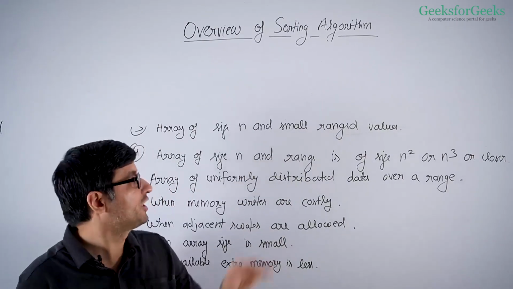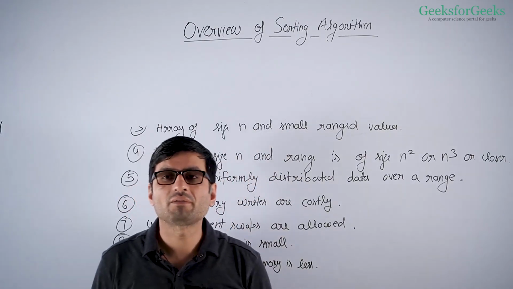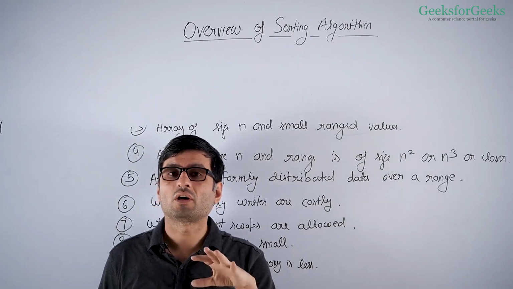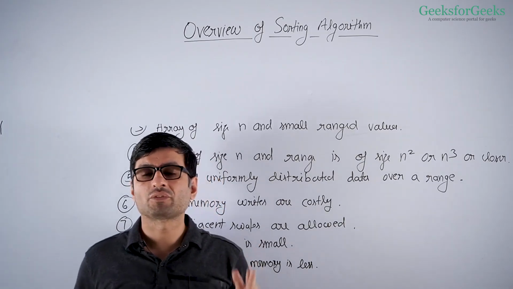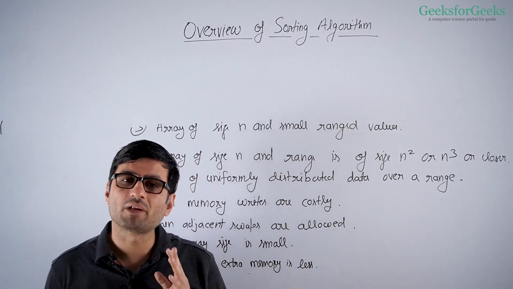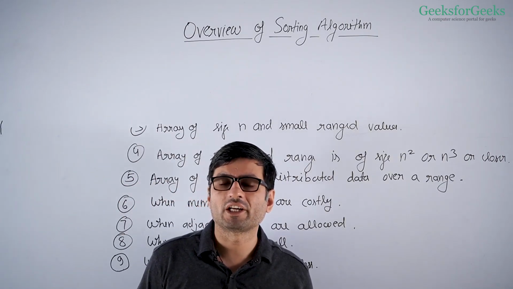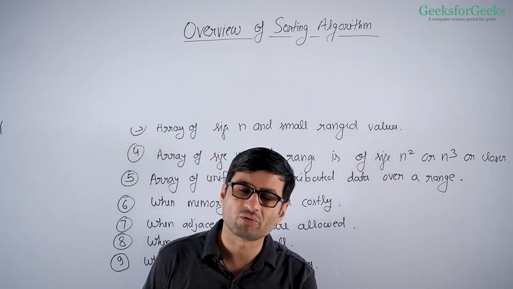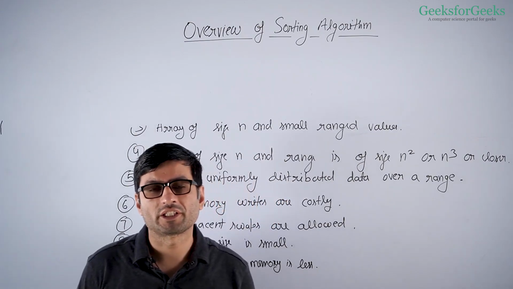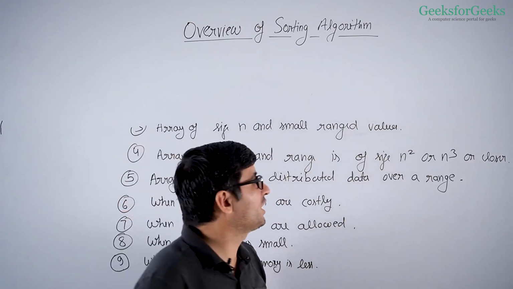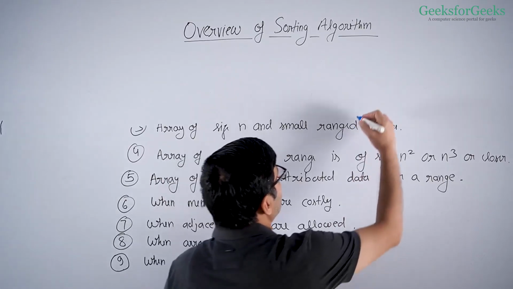Let us now talk about the next problem where you have an array of size n and the range of these values is small. For example, if you have an array of size 1000 and values in this array range from 100 to 200 only. So you want to sort such an array. For such problems, we have an algorithm called counting sort.